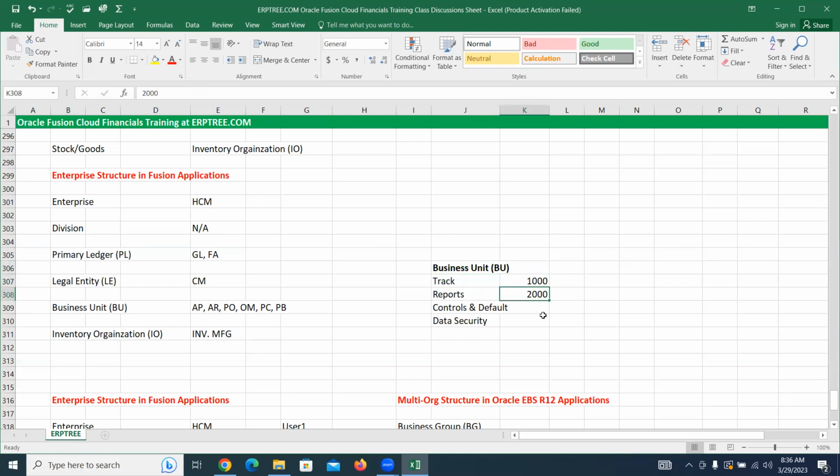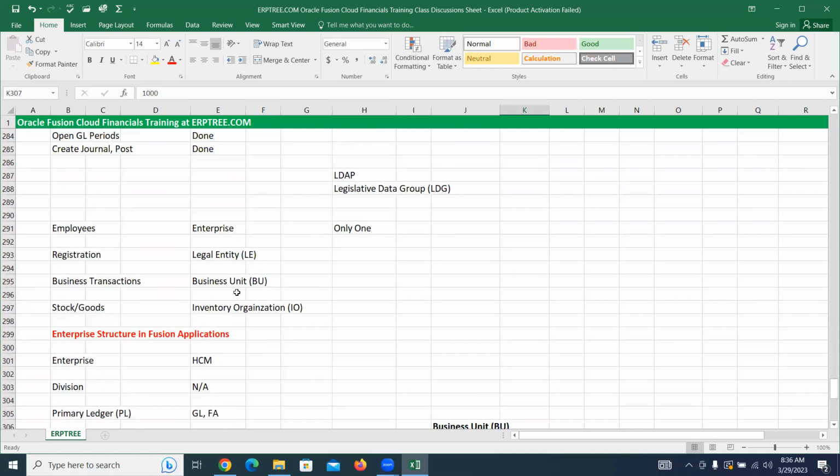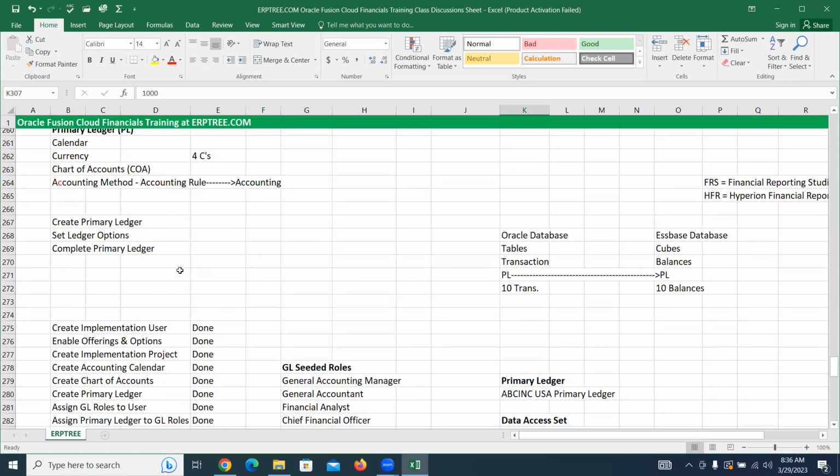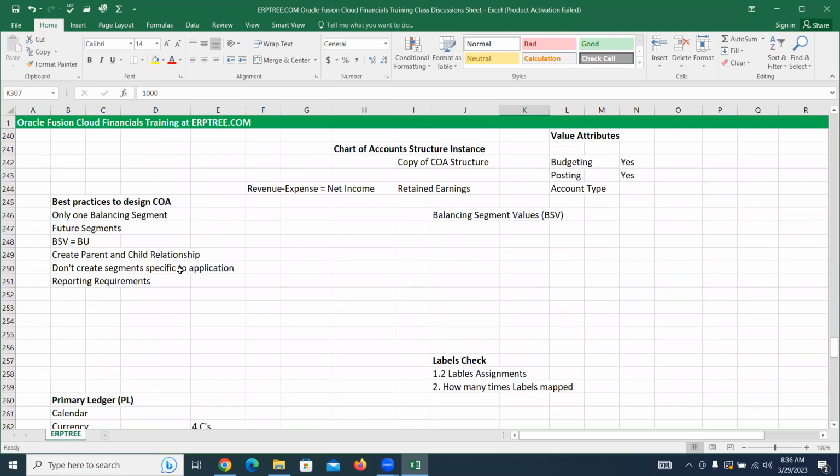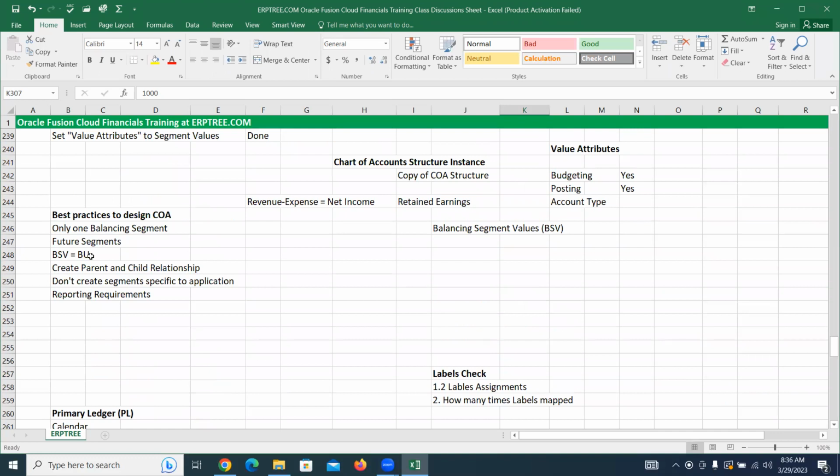To leverage the benefit of business unit in the system, if you have 2 balance and segment values, you create 2 business units. So each business unit level you can set controls that will be applicable for relevant balance and segment value. This is a very, very important point which you should be very, very clear about. So always ensure how many balance and segment values they are going to have, those many business units they have, or else how many business units they have, those many balance and segment values you are creating.